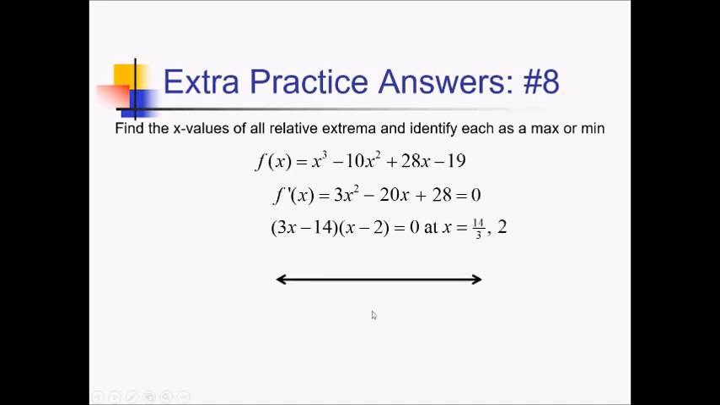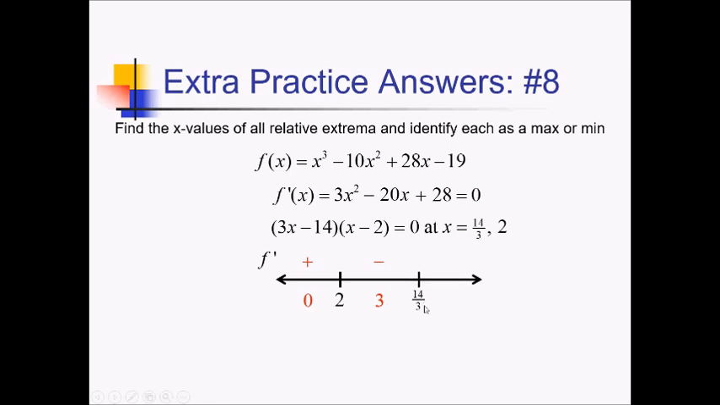So that's what we're putting on our f prime number line. And let's see here, 14 thirds, that's bigger than 2, so we'll do 2 first and then 14 thirds. Let me test something to the left of 2, like 0, and I'll use this factored version of f prime. So that's going to be a negative and a negative, which is positive. Now something between 2 and 14 thirds, 3 definitely works. That's going to be, let's see, 9 minus 14 is negative, 3 minus 2 is positive. So positive times negative times positive gives me a negative overall.